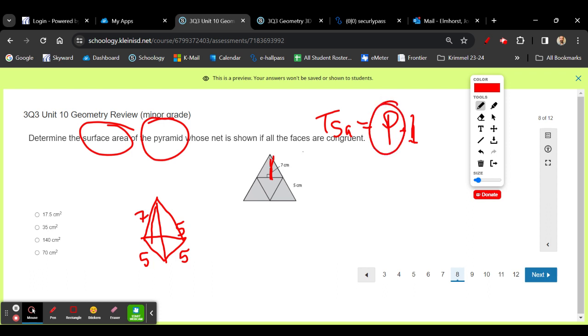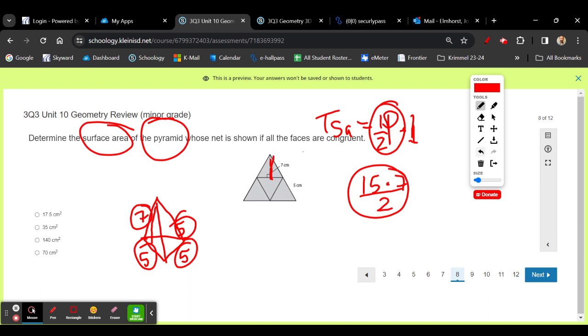So the perimeter of the base is going to be 5 plus 5 plus 5, and the slant height is 7. Oh, we're missing the 1/2 because of the triangle. So 1/2 the perimeter times the slant height. So we got all that. So that is going to be the lateral surface area.